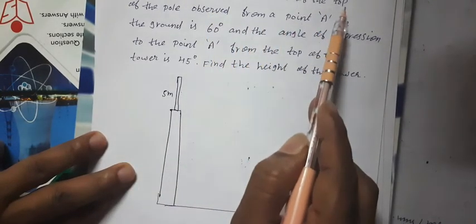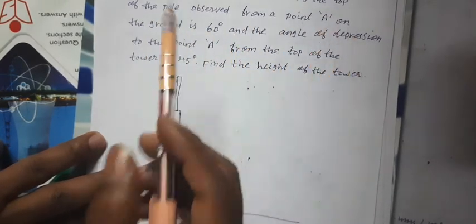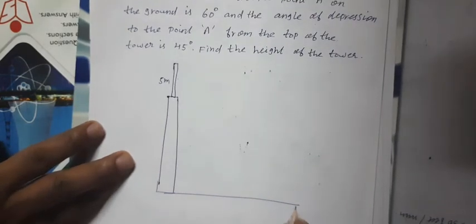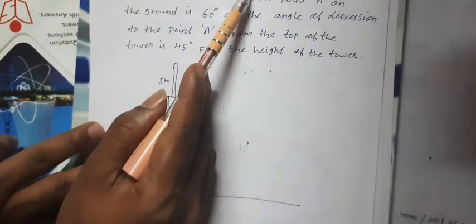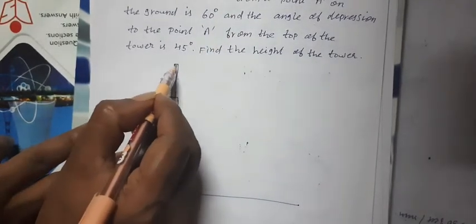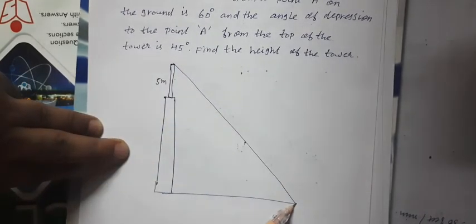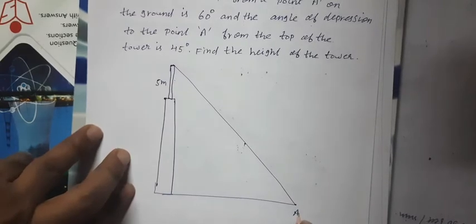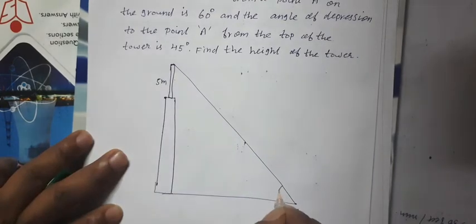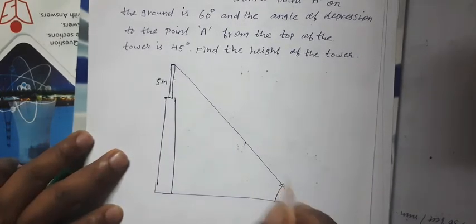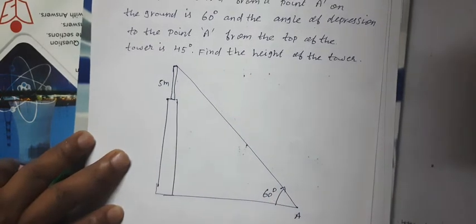Now the angle of elevation of the top of the pole is observed from a point A on the ground. We can take the point A. From the point A, we can see the top of the pole at an angle of elevation of 60 degrees.